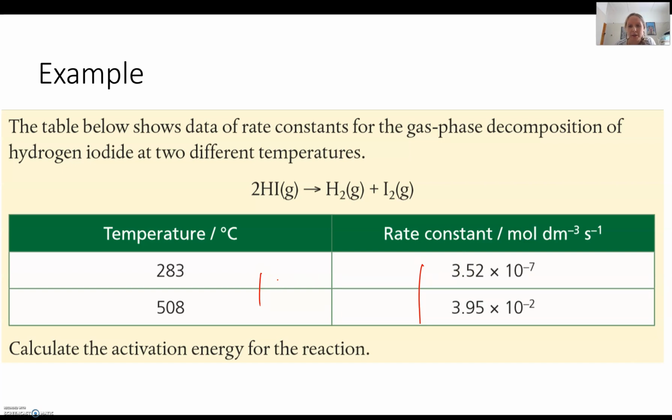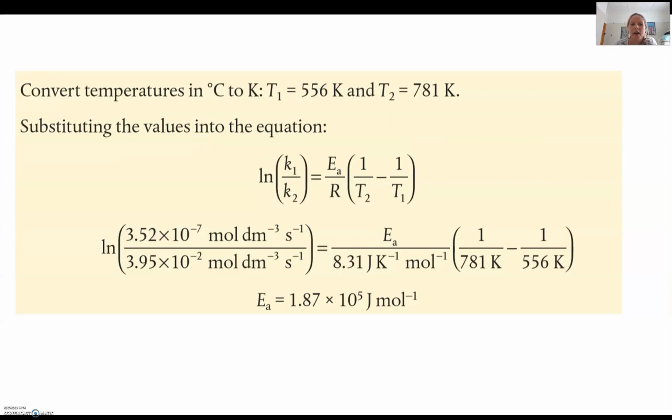So here's 2 rate constants, here's 2 temperatures. Remember, temperatures must be in Kelvin. So here are our temperatures in Kelvin, here are our rates 1 and 2. Just make sure, the biggest mistake kids make is they put them round the wrong way. They don't pay enough attention. And EA is what we're solving for. R is a constant you were given, and so you just plug them all in.